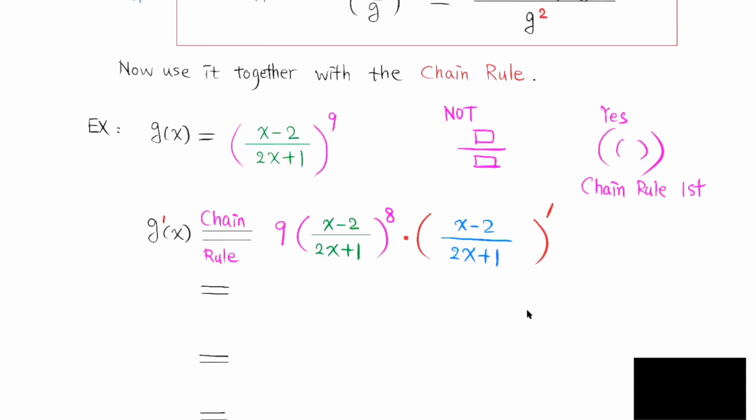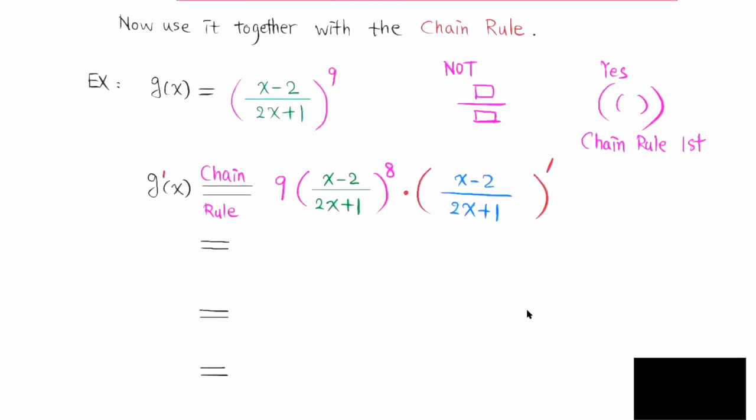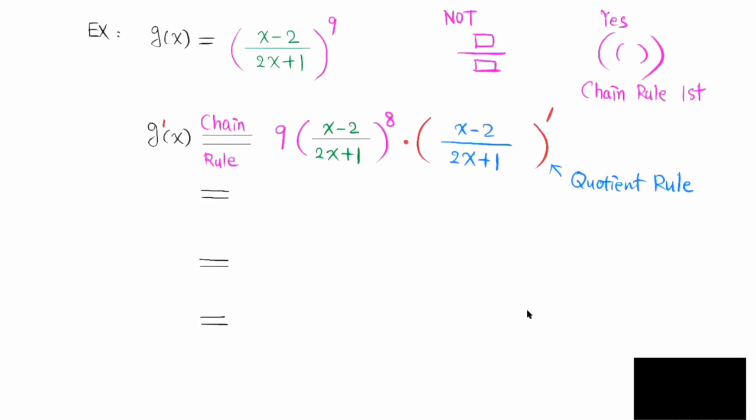Okay. And now some of you already mentioned, what kind of rule do I use over here when I differentiate? Quotient rule? Yeah. So this one over here will use the quotient rule because it's a quotient. Okay. All right. Good. Now the first part over here we just copy and then times. Okay, let's take care of this.